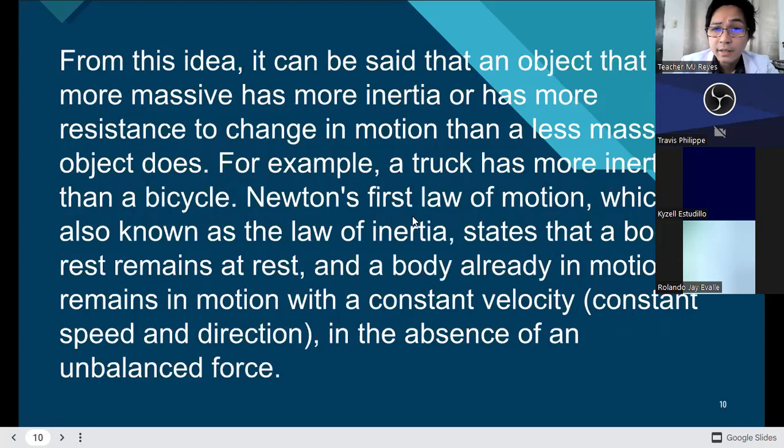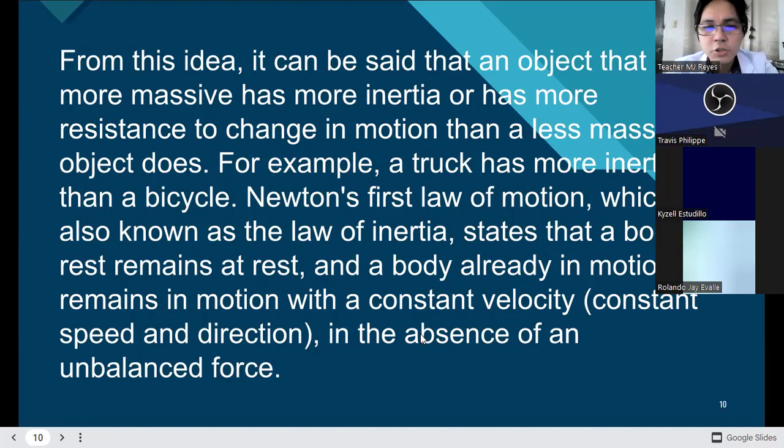Okay. From this idea, it can be said that an object that is more massive has more inertia, or more resistance to change in motion, than a less massive object does. For example, a truck has more inertia than a bicycle. If the truck is moving in a uniform motion in a straight line, you can hardly stop it. Correct? You apply the brake, but it takes around seconds or a minute for you to stop. But with the bicycle, moving in a straight line in a uniform motion, you can stop it directly. Again, because the truck is heavier than the bicycle.